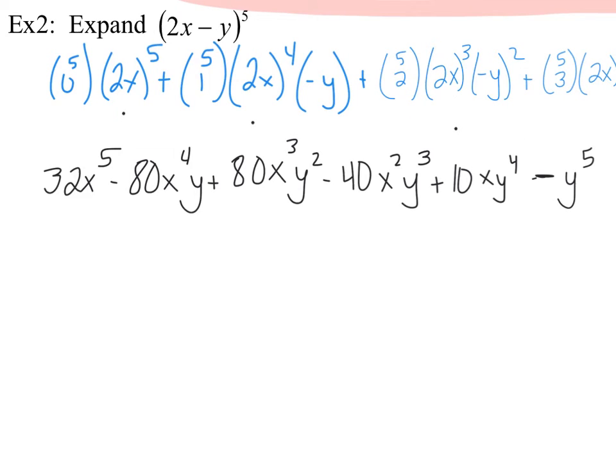All right, once simplified, I got 32x to the 5th minus 80x to the 4th y plus 80x to the 3rd y squared minus 40x squared y to the 3rd plus 10x y to the 4th minus y to the 5th. A couple things you should notice here. You should notice that your terms move back and forth with their signs because we have an alternating negative term. Your negatives flip back and forth between positive and negative when dealing with exponents.